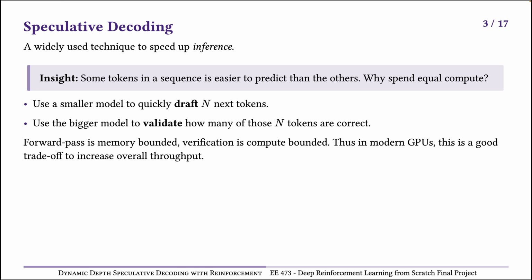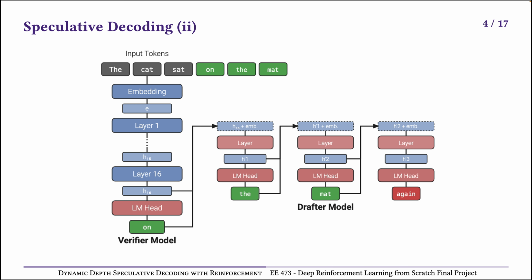To make this process lossless, we forward those n tokens predicted by the drafter model to the bigger model and verify them. The bigger model verifies whether it would have outputted the same tokens as those predictions. We take the longest continuous sequence of accepted tokens of the verifier. The generation process is generally memory bound and the verification is compute bound. In modern GPUs, trading off compute for memory is a good trade-off to increase throughput.